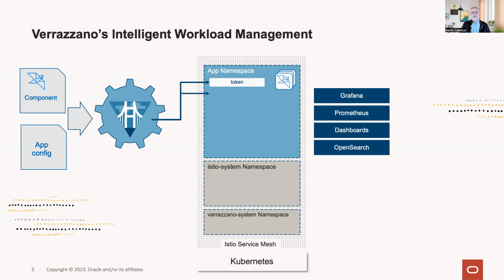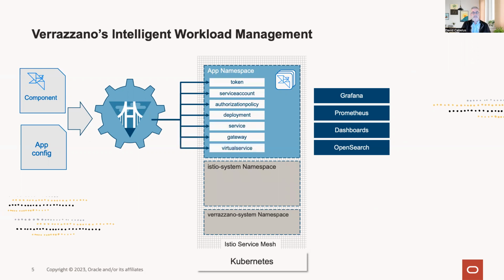It gets a token, creates a service account using that token, creates an authorization policy for the service account, creates a Kubernetes deployment, creates a Kubernetes service, creates an Istio gateway, and creates an Istio virtual service. It gets a certificate, puts that certificate into a secret, creates a network policy using that certificate. It updates the Prometheus configuration using service monitors, and then once that happens, Prometheus starts to scrape your application for metrics.